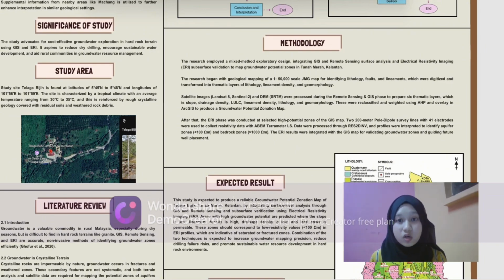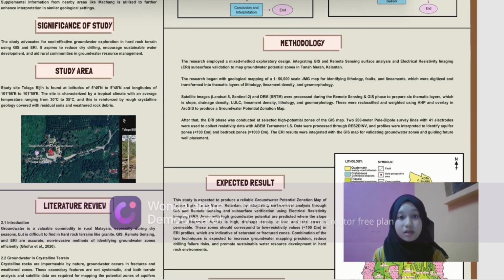The first step in my methodology was geological mapping. From this map, I identified key features such as lithology, fault lines, and lineaments, which are essential indicators of groundwater movement and storage in crystalline rocks. In the GIS and remote sensing phase, I used satellite imagery from Landsat 8 and Sentinel-2 along with SRTM digital elevation model data. These sources allowed me to extract 6 important thematic layers: slope, drainage density, land use or land cover, lineament density, lithology, and geomorphology. Each of these layers plays a role in groundwater movement and recharge.